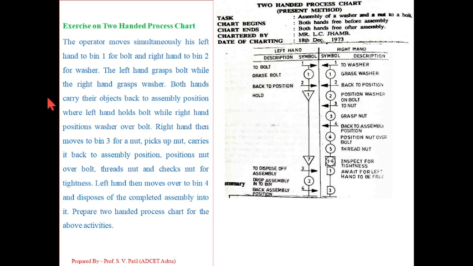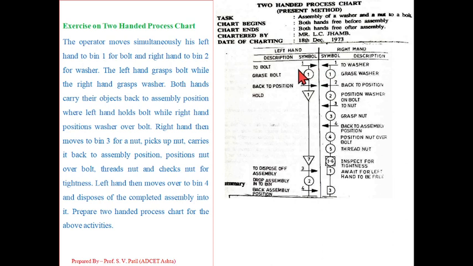So if we read the description, the operator moves simultaneously his left hand to bin 1 for the bolt and right hand to bin 2 for the washer. So there is a simultaneous movement of both hands, left hand reaching for the bolt and right hand reaching for the washer. We have indicated that by the transportation symbol, numbered as 1, with the description for the left hand to the bolt and for the right hand to the washer.